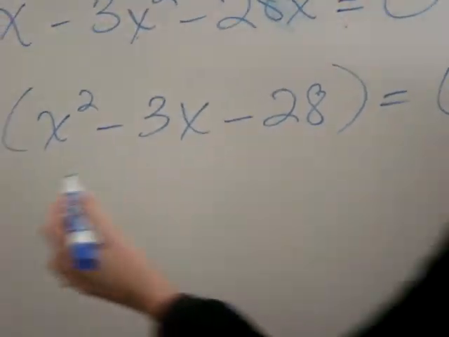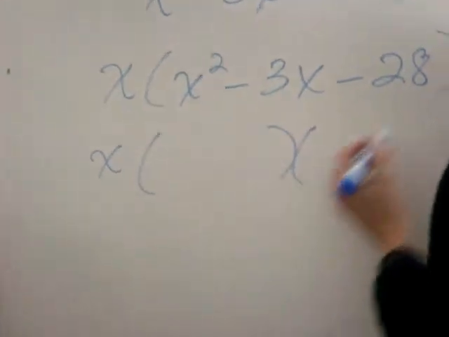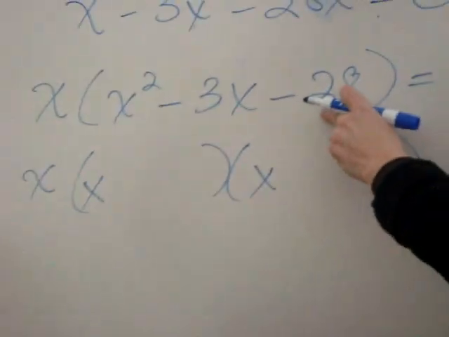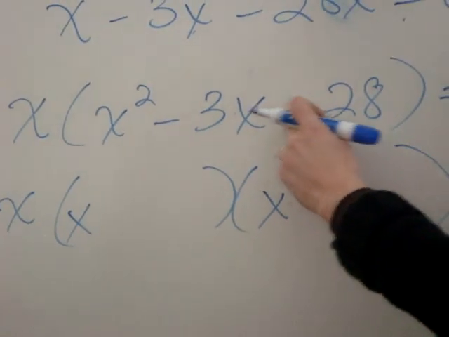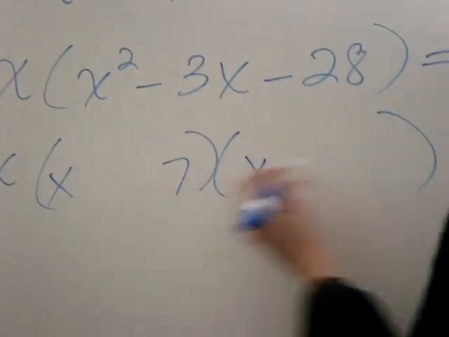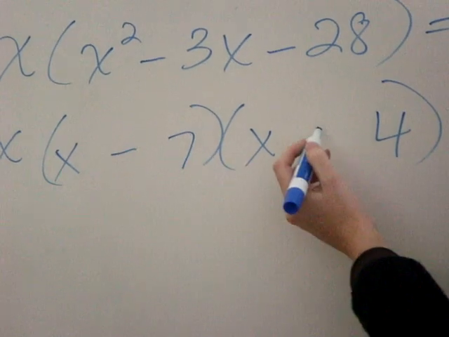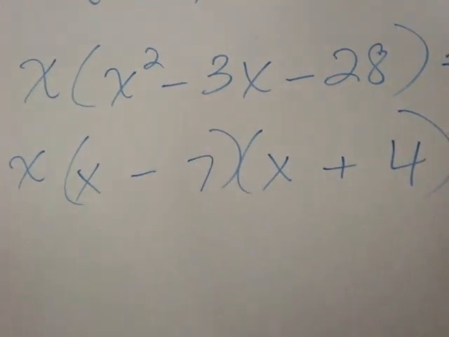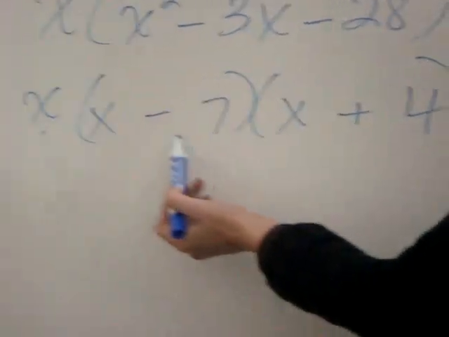Now we factor. We put the x there. What times what gives us x squared? What times what gives me 28? When I subtract them, I get negative 3. Well, that would be 7 and 4, minus and plus, because that would be 4x and minus 7x gives us minus 3x equals 0. We have 3 factors.